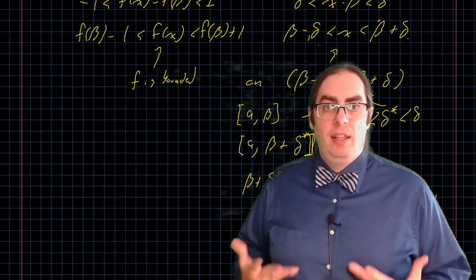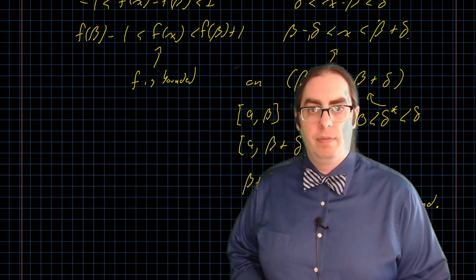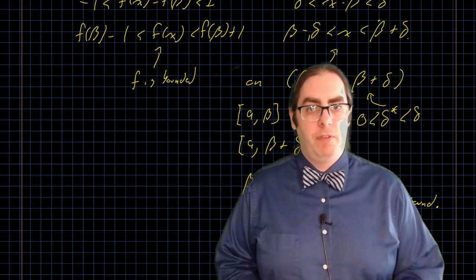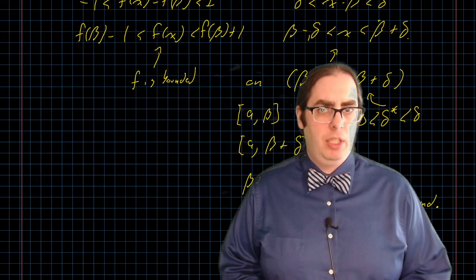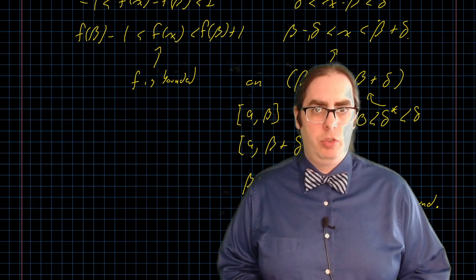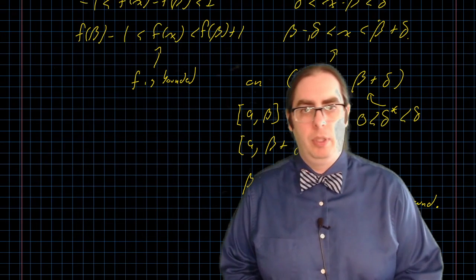Once again, this is a proof by contradiction. We must have made a faulty assumption. And the one assumption that we made was that beta was strictly less than the endpoint B.